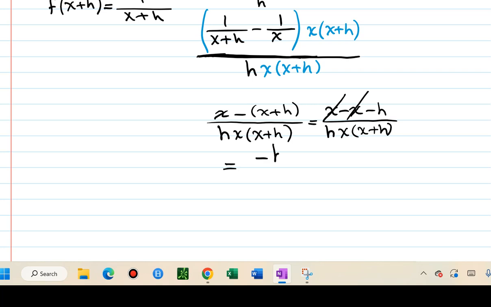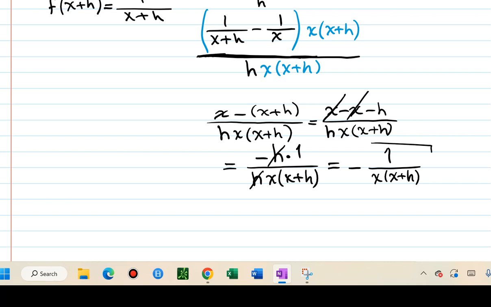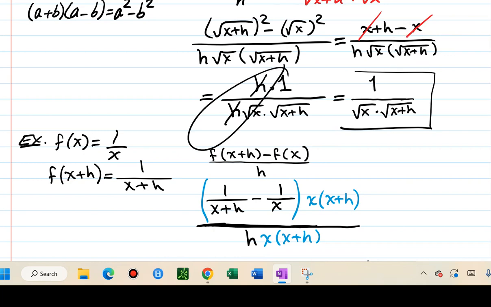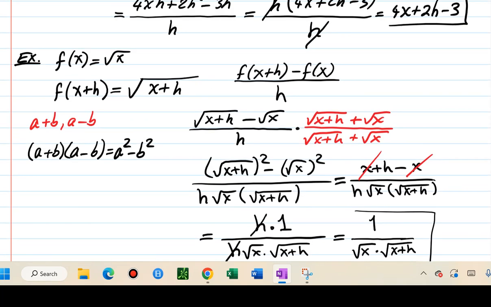And I can write negative h as negative h times 1 over h times x plus h. The h's cross out, or cancel. And what am I going to have? I'm going to have negative 1 over x times x plus h. And there you go. If we do this correctly, again, in that very last step, the h's cross out. Look what happened here. You see that? The very last step, h crossed out.